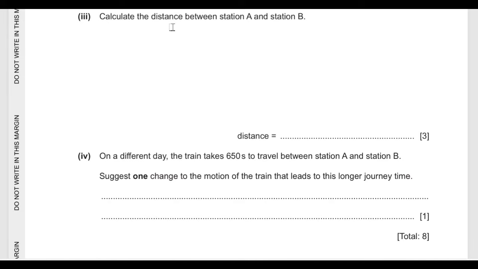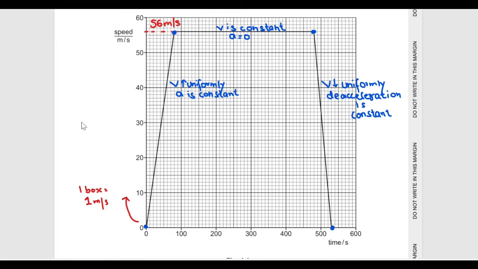Third part of the question says, calculate the distance between the station A and B. In this velocity time graph, distance is calculated by calculating the area under the graph. So if we see from station A to station B, this blue region is the area under the graph, and this shape is a shape called trapezium. To get the area of trapezium, we use the formula 1 by 2 into sum of parallel side times height.